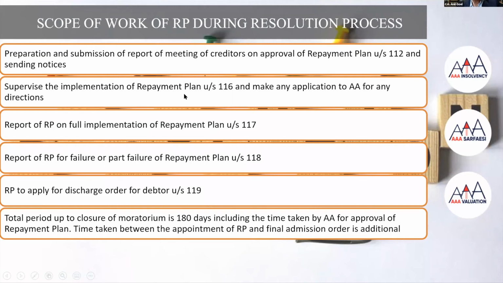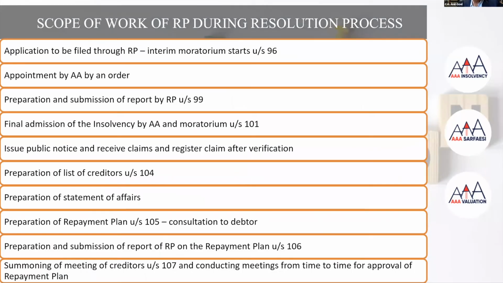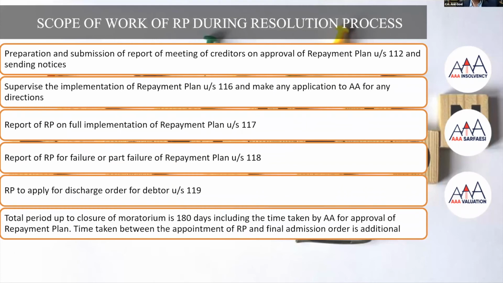Whatever we are presently quoting to banks, in that fee we are preparing a report under section 99, receiving and registering claims, issuing public notice, preparing a list of creditors, preparing the statement of affairs, preparing the repayment plan, holding the meetings of the creditors, preparing the report on the meeting of the creditors, and then submitting it to NCLT. This is the job we actually have to do within 120 days, and the rest of the 60 days is basically given to NCLT for approval of the repayment plan. In case the NCLT takes a little longer, that period is accordingly extended.